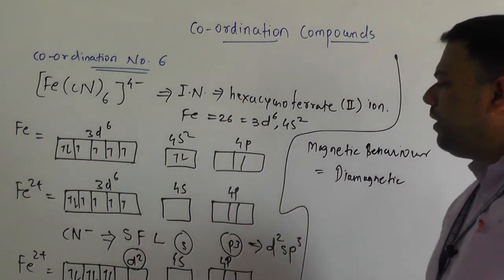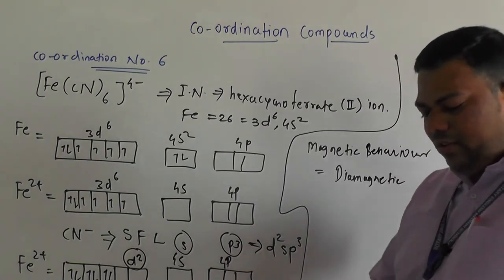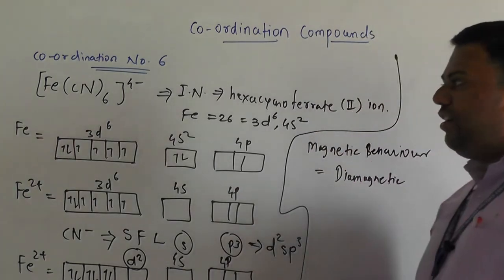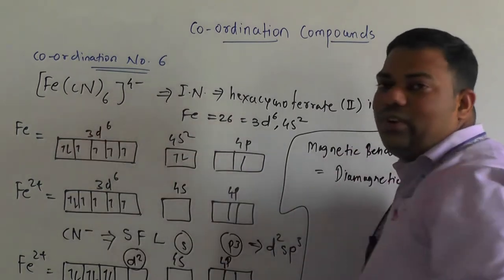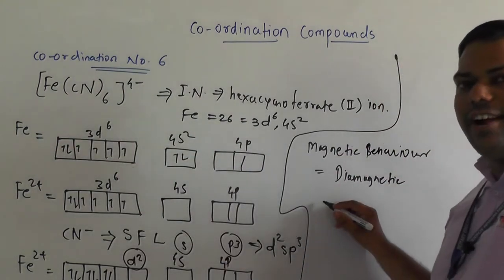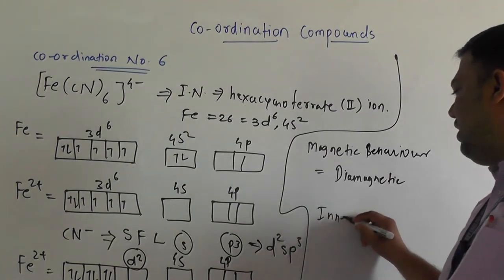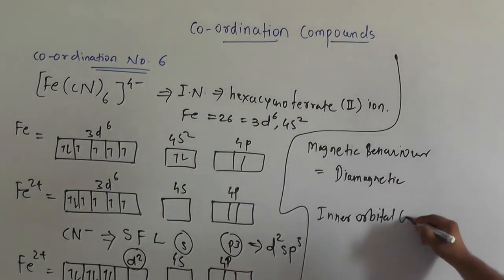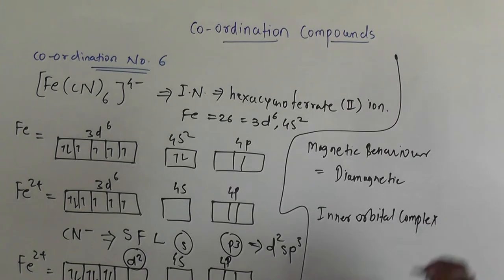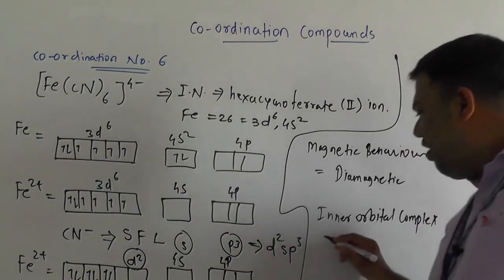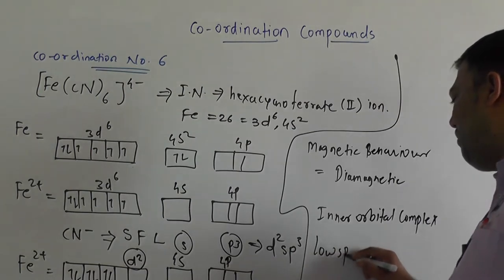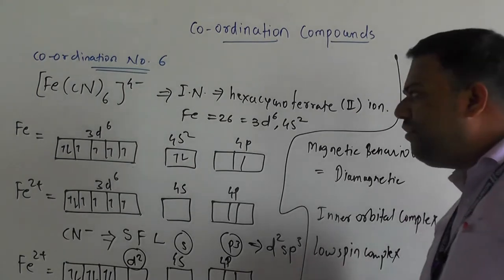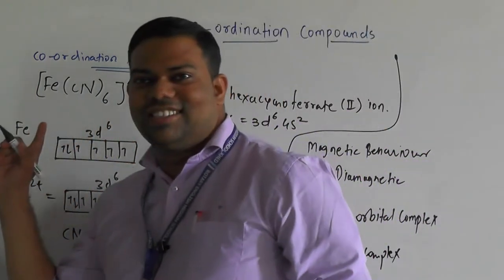See this one, beta, one more way we can represent this complex. We can call it an inner orbital complex. So inner orbital complexes, these are what? Low spin complexes. These two things you have to keep in mind.